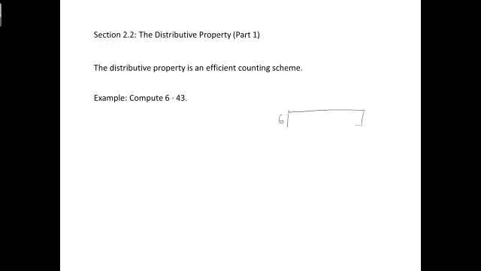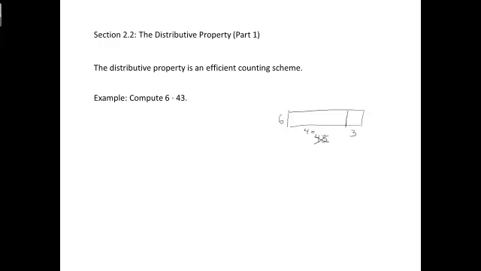Section 2.2, the distributive property, part 1. The distributive property is really just an efficient counting scheme. Example, compute 6 times 43. If we were using a grid, it would look like this. 6 by 43. Now instead of using the number 43, we want to break this up into pieces that are easier to work with. So instead we'll do 40 and 3.